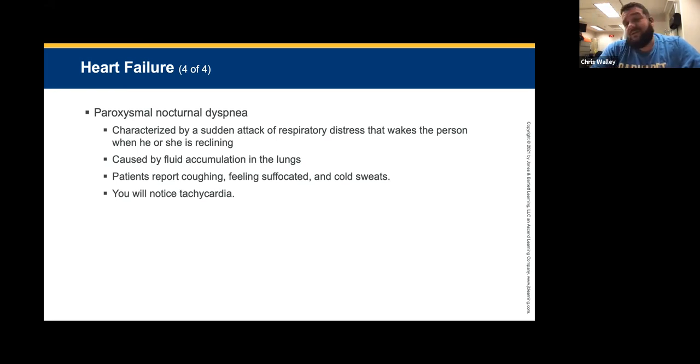Basically, the only thing that we can do is airway, ventilatory, and circulatory support. That's about it. That's all we can do at this point. And we're going to transport them to the most appropriate facility.